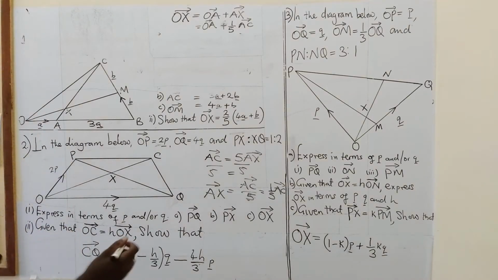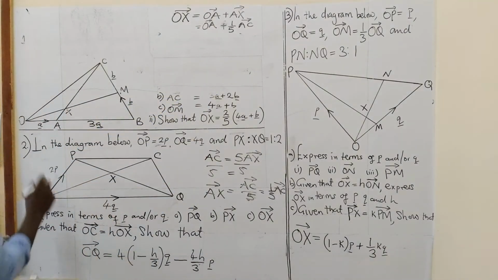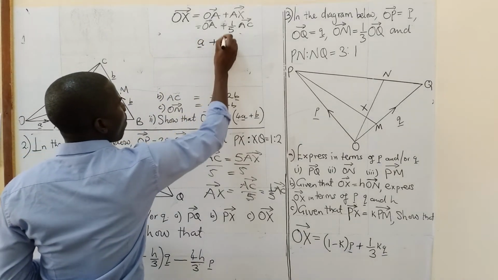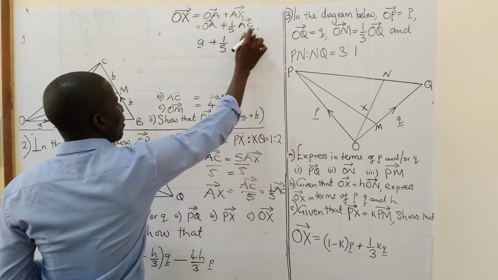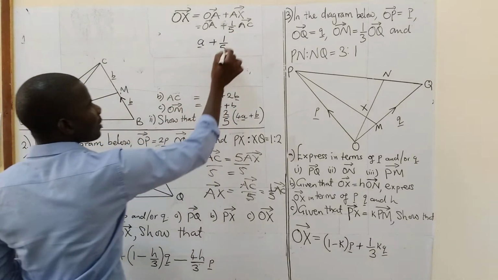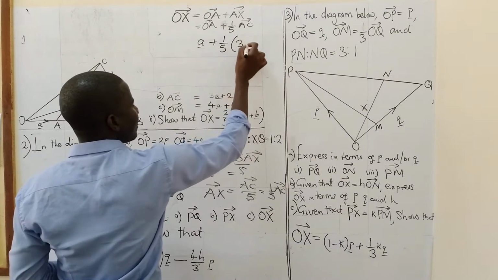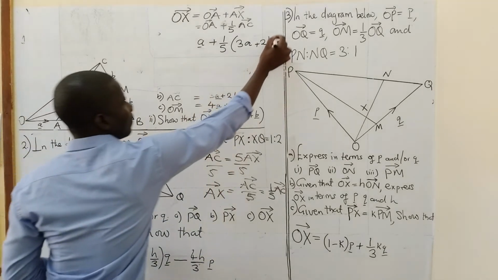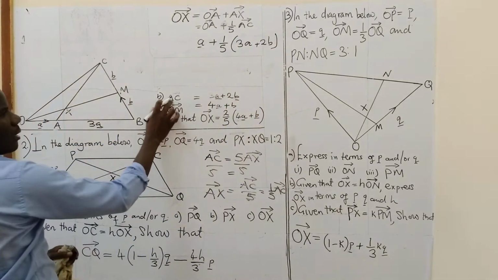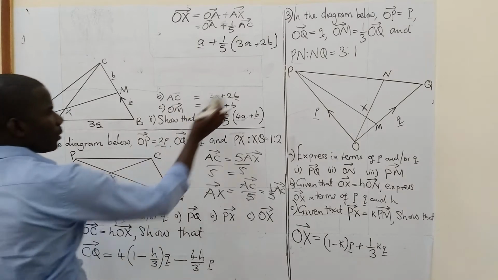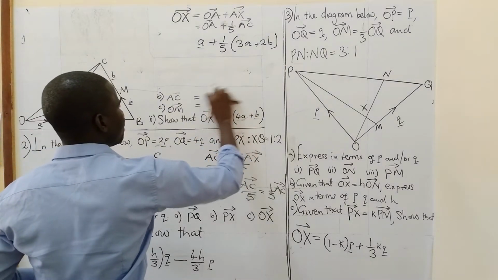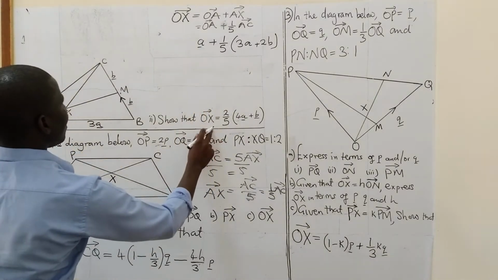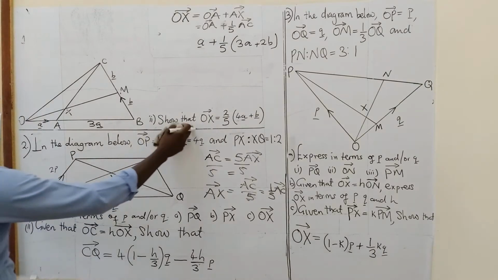Okay. So our OA is equal to what? A. So here we are going to put our A plus 1 over 5. What is our AC? We found our AC as 3A plus 2B. This was already done, so we're just getting this one. That is why we had it here already. So take note now that all what we are doing here, we want it to reduce to this expression.